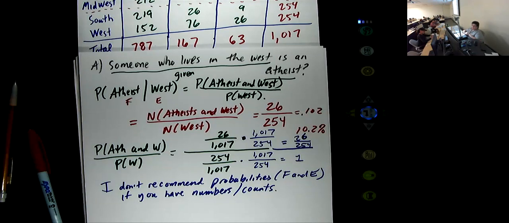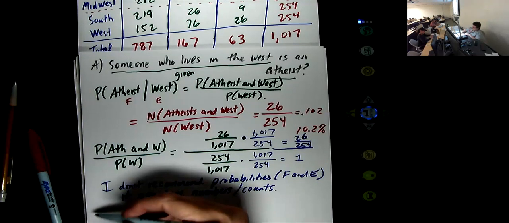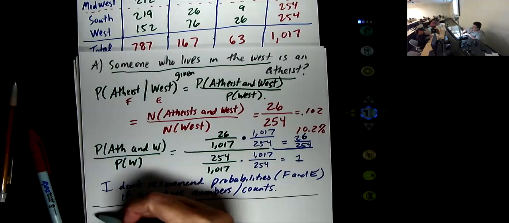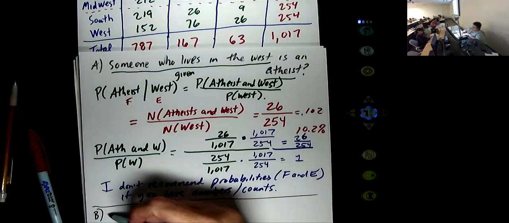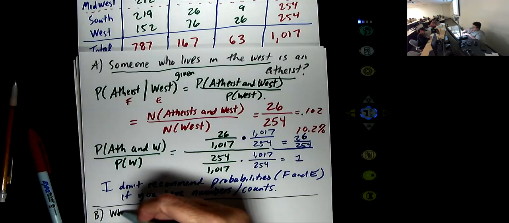What about question B? Question B was someone who is an atheist, lives in the West.